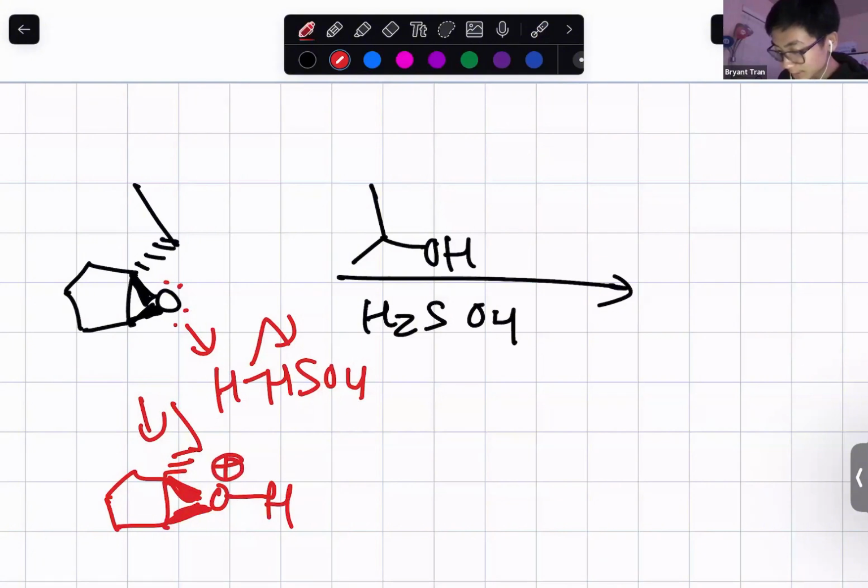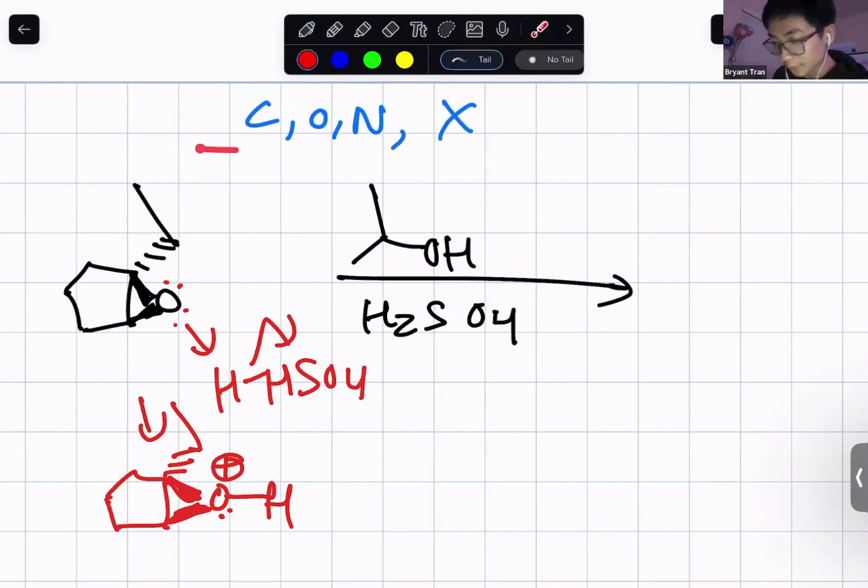So that's the other tricky part about this mechanism, keeping track of the formal charges of each atom. When it gains a bond, when it loses a bond, you have to be very familiar with what formal charge an atom will have, depending on how many bonds they have. The common ones that you have to be familiar with are oxygen, nitrogen, carbon, and halogen. So let me write that down. Carbon, oxygen, nitrogen, halogen. These are the atoms you have to know the formal charges for sure, when they're negatively charged, when they're neutral, and when they're positively charged. Oxygen with 3 bonds is positively charged. Oxygen with 2 bonds is neutral. Oxygen with 1 bond is negatively charged.